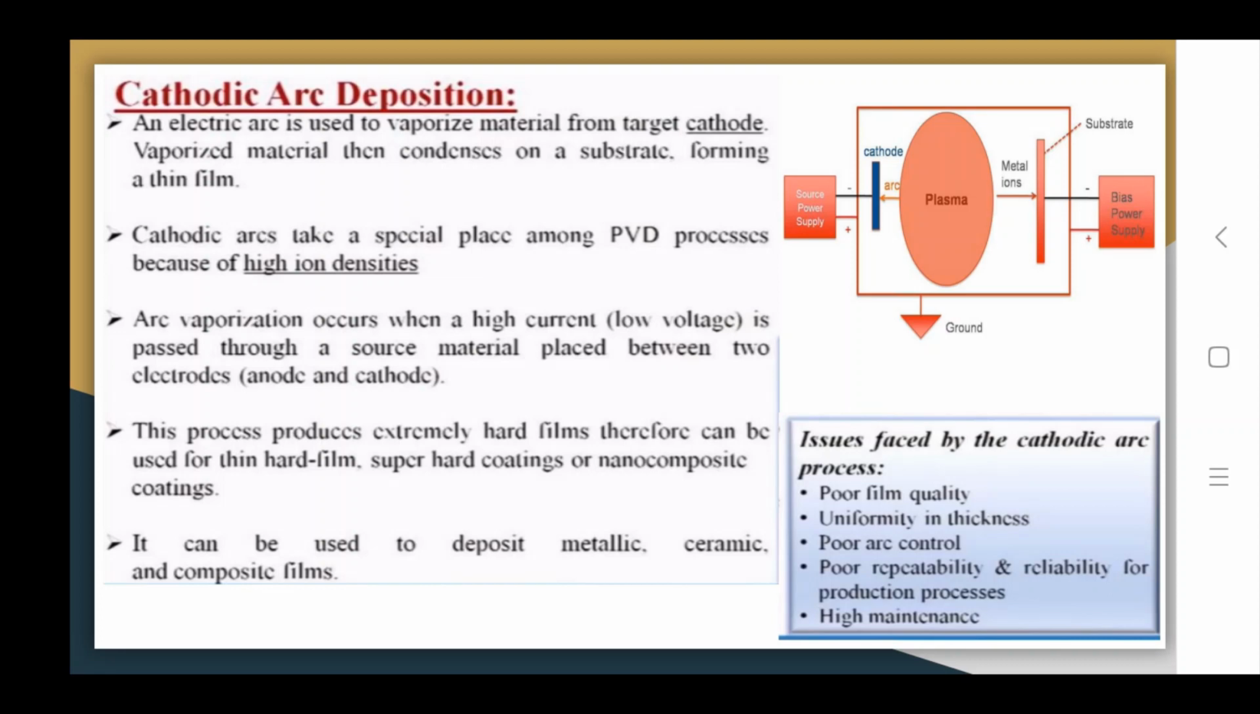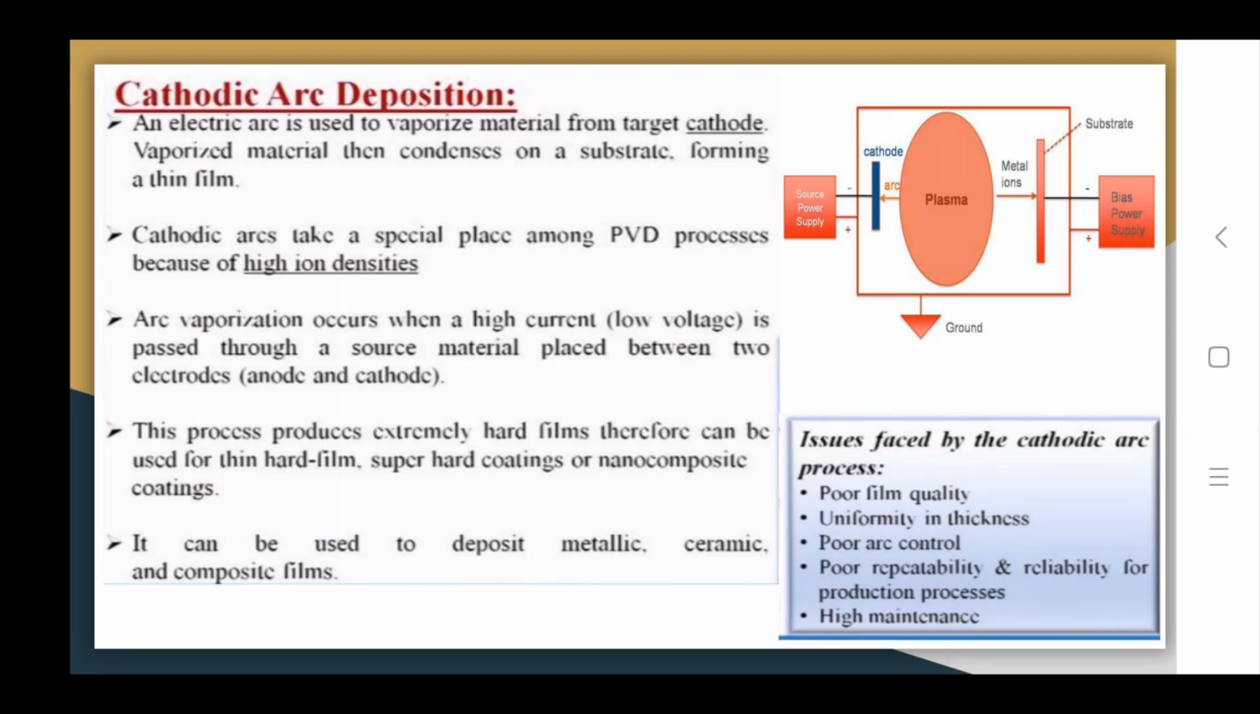Here the vaporization occurs when high current, low voltage is passed through a source of material placed between two electrodes, anode and cathode. This process produces extremely hard film, and therefore can be used for thin hard film, super hard coating or nanocomposite coating. It can be used to deposit metallic, ceramic and composite films also. So these techniques are more versatile than the others. We can use so many materials, including some hard materials also.